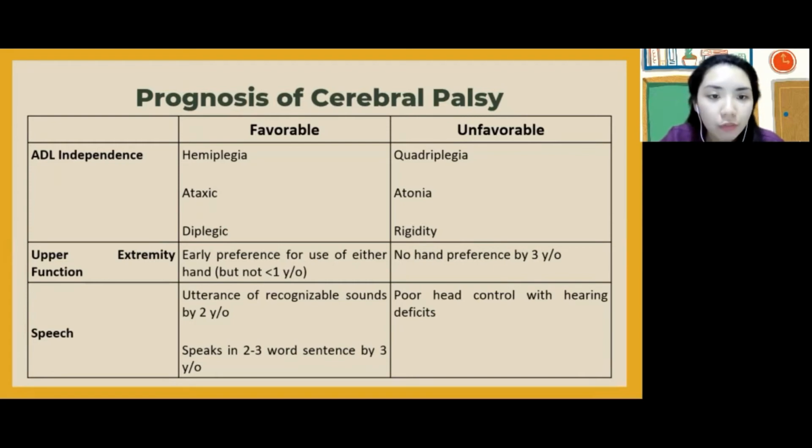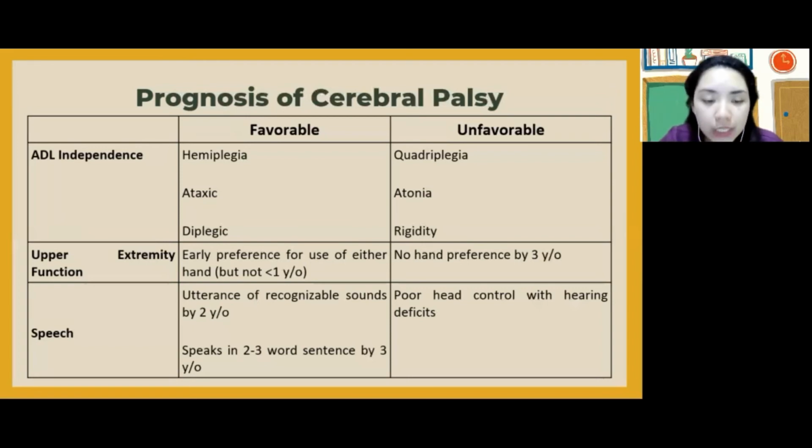We also have the next part, which is upper extremity function. So for favorable, there is early preference for use of either hand, but not those less than 1 year old. There is also no hand ang unfavorable kay no hand preference by 3 years old. So if 3 years old na ang kid, kay dili pa gihapon siya makabalo if unsa ihang dominant hand, kay kana medyo red flag na siya no.